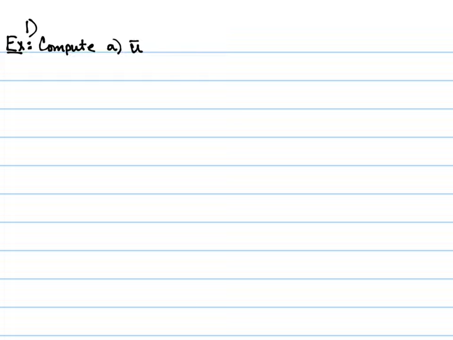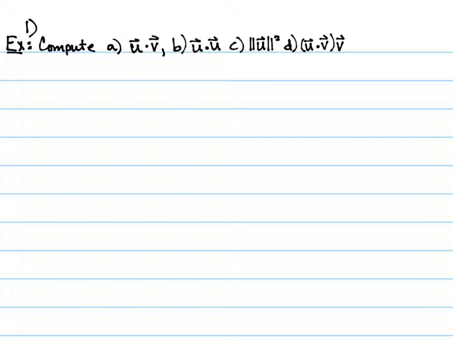So first we're going to compute u dot v. Then we're going to do u dot u. C is the magnitude of u squared. D is u dot v, and then times the vector v, because it's going to be a scalar now, so a scalar multiple of v. And the last one is u dot 2v. I think I got them all listed.